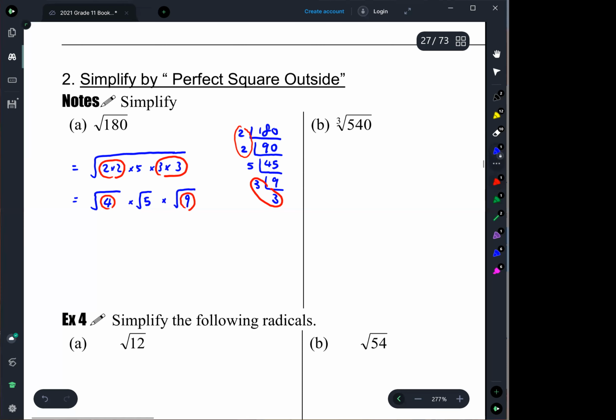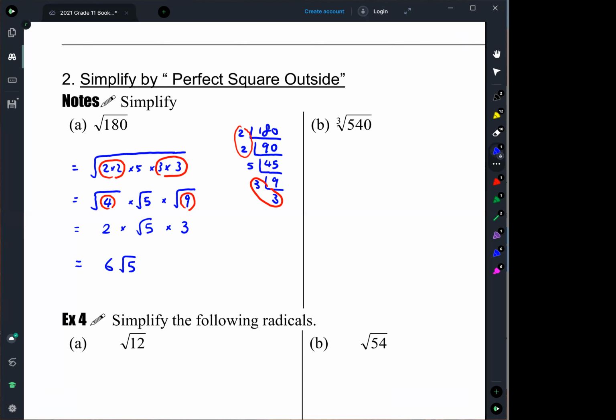Because it's a perfect square, the square root of 4 will be 2. The 5 still stays inside. The 9, the square root of that is a 3 because it's a perfect square. So that turns out to be 6 square root 5. So we have a 6 on the outside.